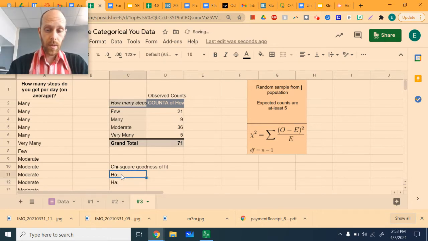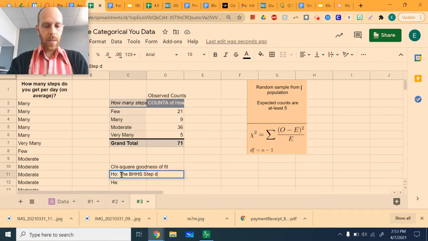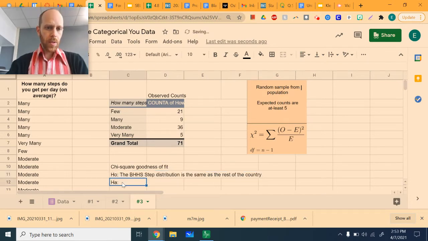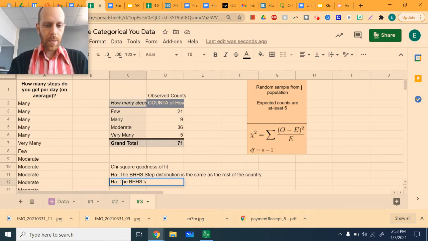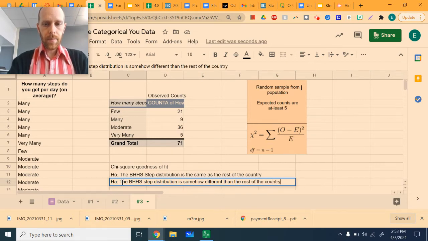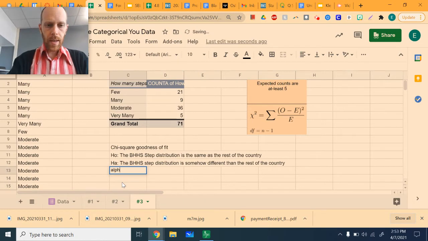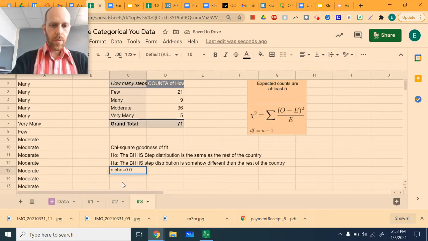Okay, so let's start with this one right here. The null: the BHHS step distribution is the same as the rest of the country. And then the alternative is going to be that the BHHS step distribution is somehow different than the rest of the country. Okay. Once again, alpha is going to be equal to 0.05.